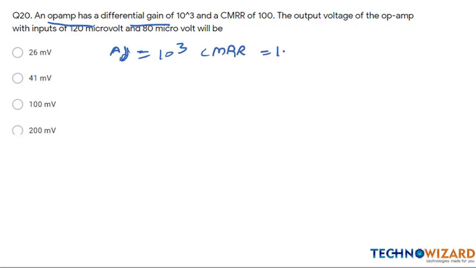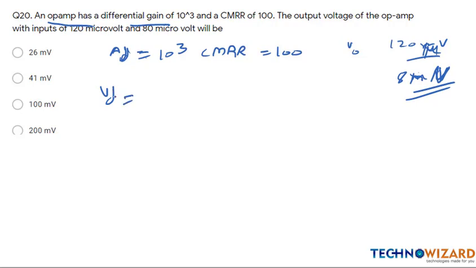CMRR is equal to 100, and the output voltage of the op-amp is given with inputs of 120 microvolt and 80 microvolt. Sorry, 120 microvolt and 80 microvolt. These are the input voltages given. From here you can find the differential voltage and the common mode voltage, that is VC.